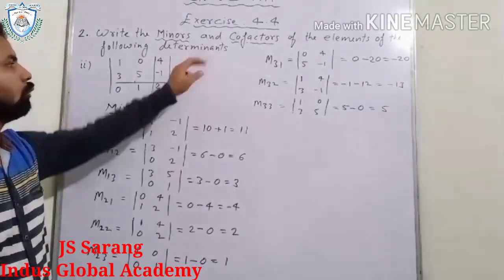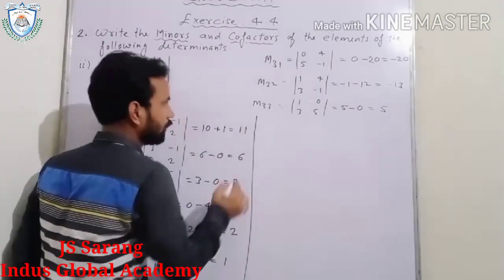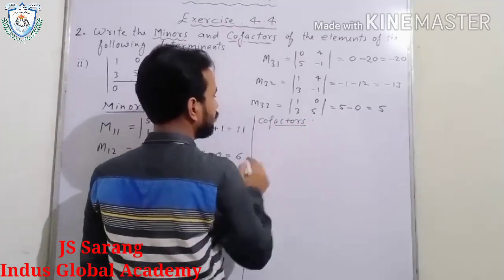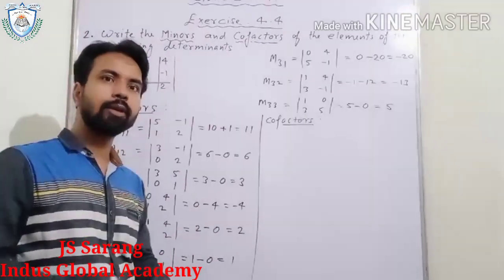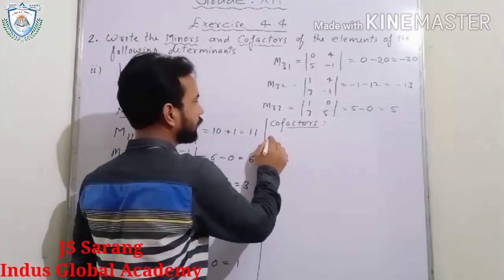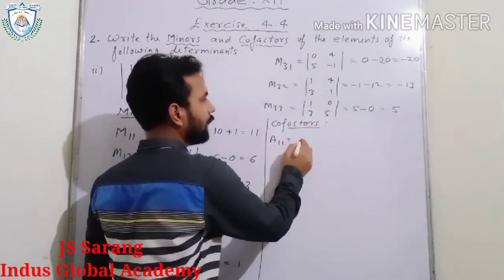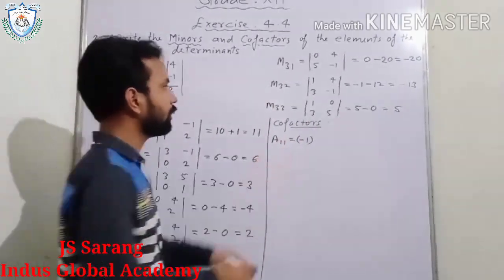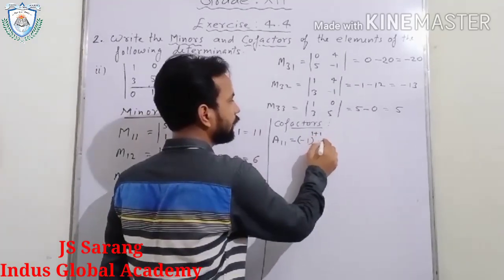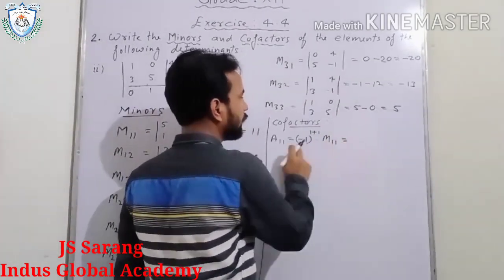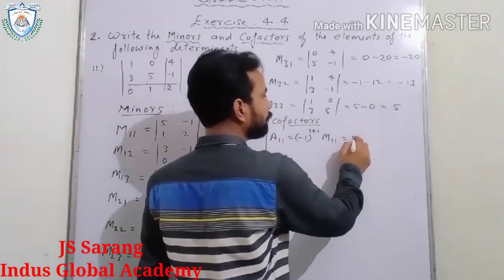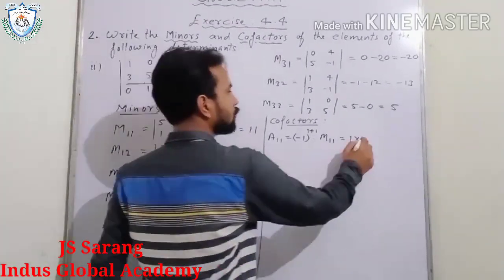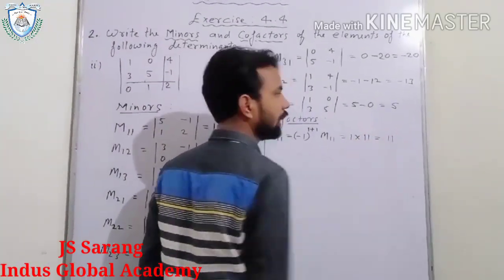Now we will have to find the cofactors. First cofactor, I told you cofactors are denoted by capital A. So the first cofactor will be A11. Formula is minus 1 to the power i plus j. So i is 1, j is 1. So minus 1 to the power 1 plus 1 into minor M11. So minus 1 to the power 2 gives you 1, into M11. M11 we have already found out, that is 11. So 1 into 11 gives you 11.